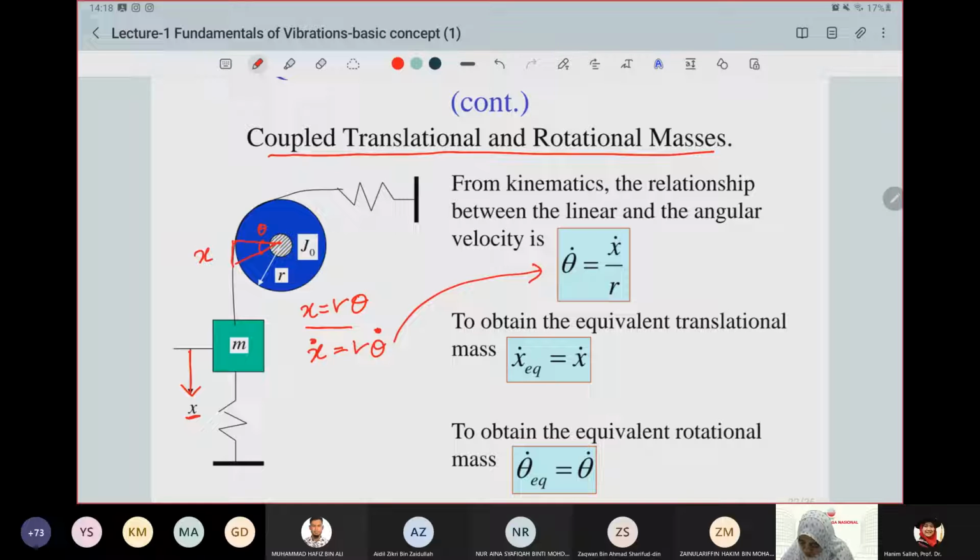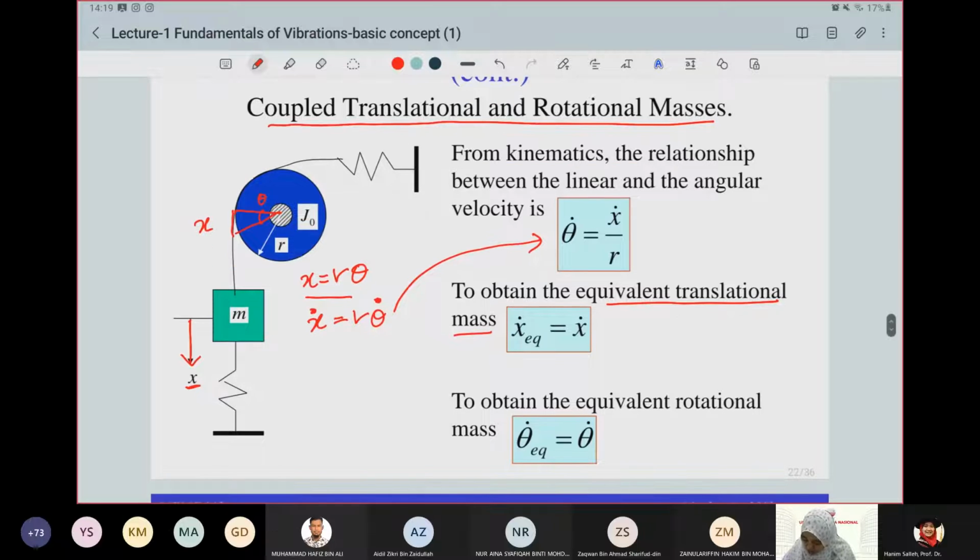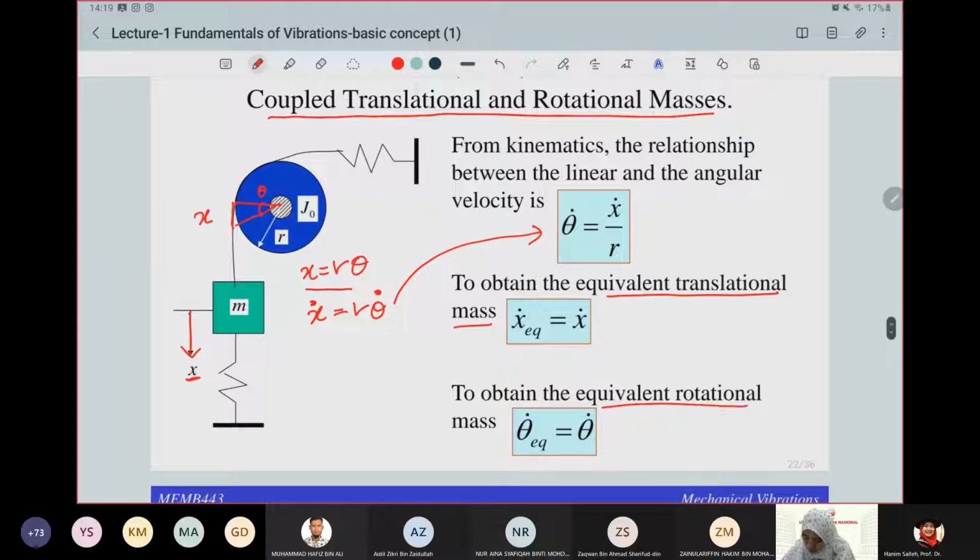So you want to obtain the equivalent translational mass. Depending on the question, some questions want to find the equivalent mass, some want to find maybe an equivalent moment, or in this case the equivalent rotational mass. So in this case, you have two equations that you want to find, in terms of x dot equivalent and in terms of theta dot equivalent. So let us do that. You already have the relationship.